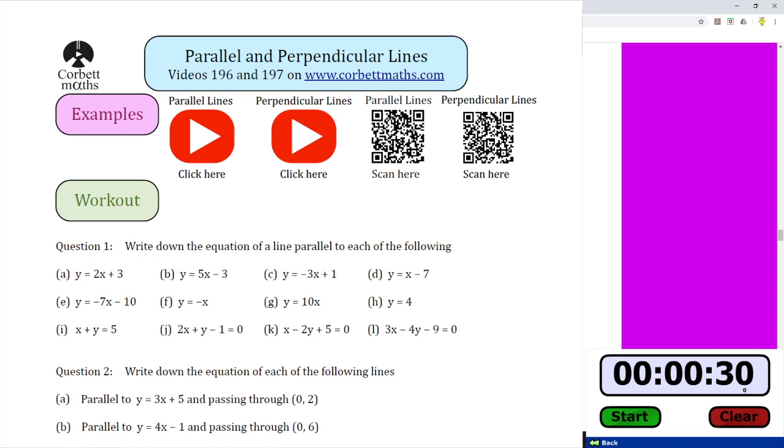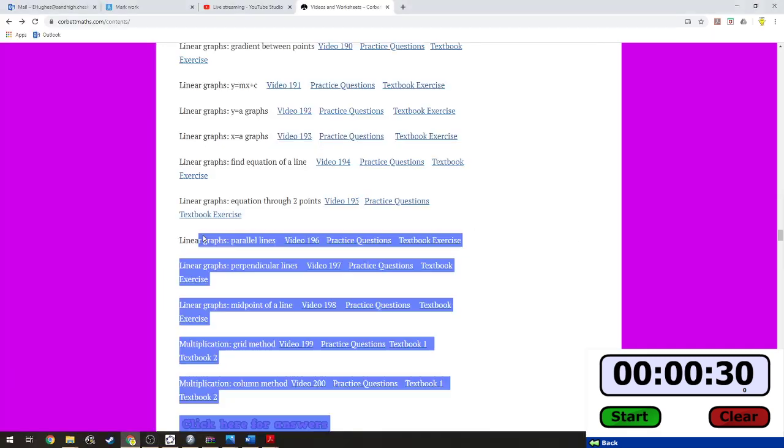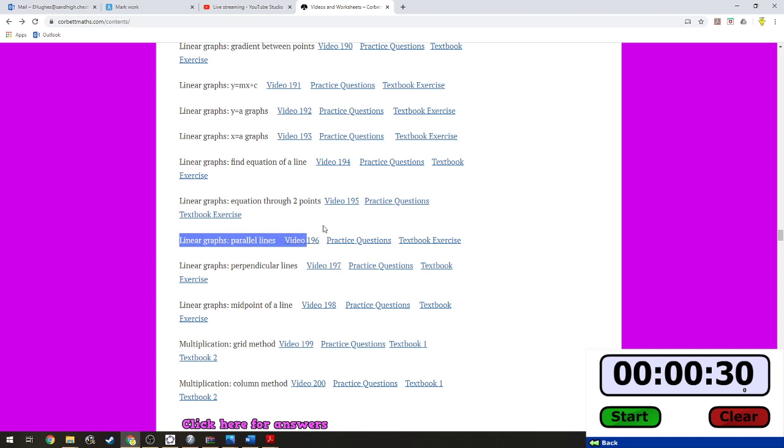On Corbett Maths, if I show you my screen for a second, you can find that exercise by going to corbettmaths.com/contents, and then you're looking for linear graphs, parallel lines. And it's that one there. It might be worth you spending 5 or 10 minutes having a go at some of those earlier questions, so then you can see what they do. So there you go. That's the one that you want there. The web address is just up there.